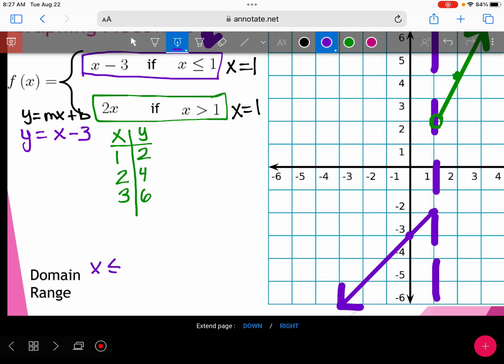X is less than or equal to 1. X is greater than 1. Those are 2 pieces of the domain. If we look really, really close, we can see that is in fact everything, negative infinity to positive infinity, or all real numbers. But I'm also okay with us just listing out the pieces.